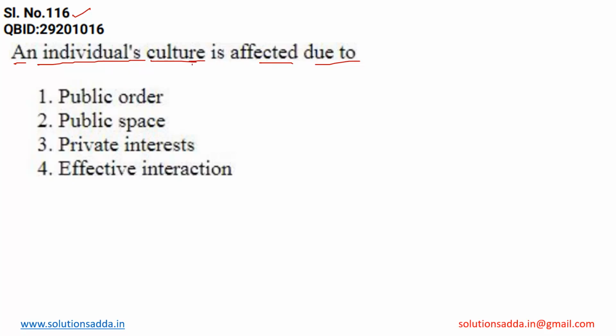Culture is basically what? Culture influences the way we learn, the way we live, and the way we behave with others. So these are the three parameters which are affected, and on the basis of culture we react in such a manner: how we learn other things, how we live, what our living standards or lifestyles are, and how we behave with others. This is all related to our culture.